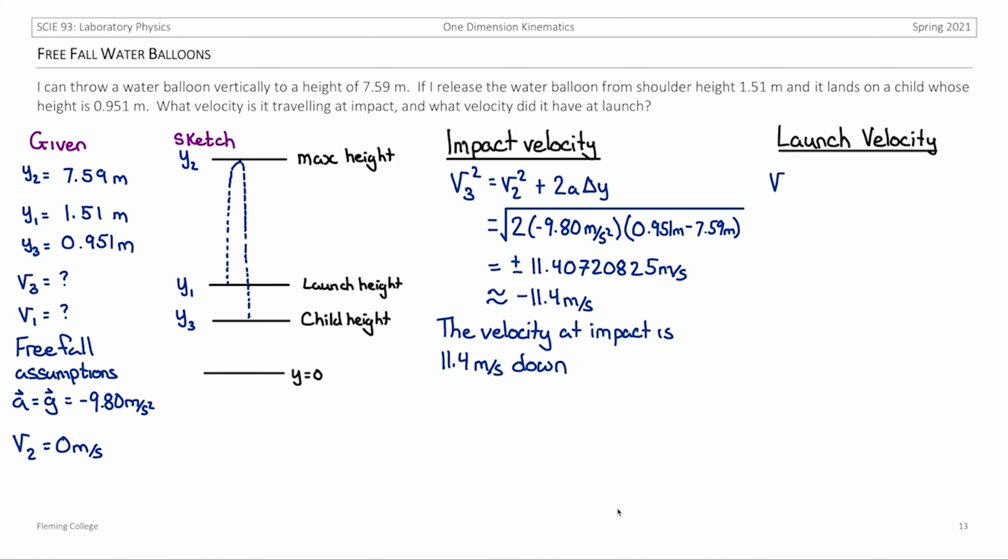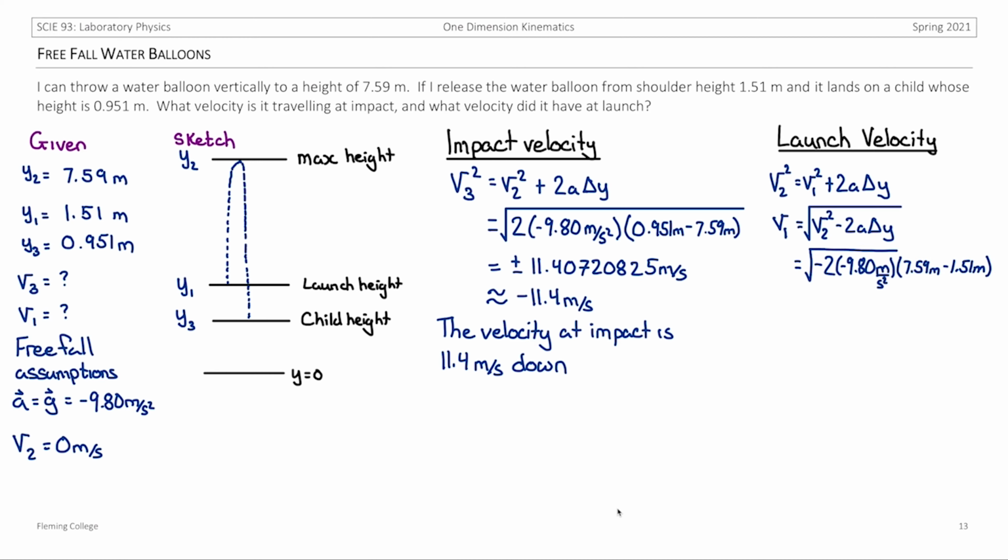So again, let's look at a time interval. I want velocity at launch height. I know velocity at max height. I know acceleration, and I can calculate displacement. So we're going to use the similar equation, but we have to rearrange it slightly differently. So here we'll get our velocity at launch will be equal to the square root of the velocity at max height squared, which is going to disappear, subtract 2 times acceleration times our displacement from launch to max, which means we'll take a displacement of 7.59, our max height that we finish at, and subtract the 1.51 launch height.